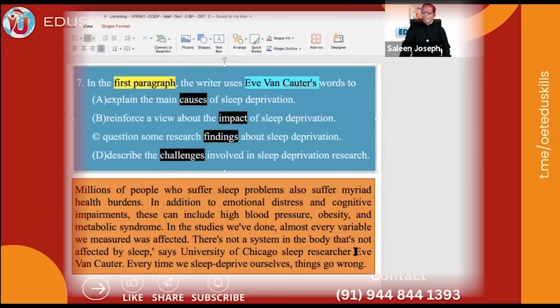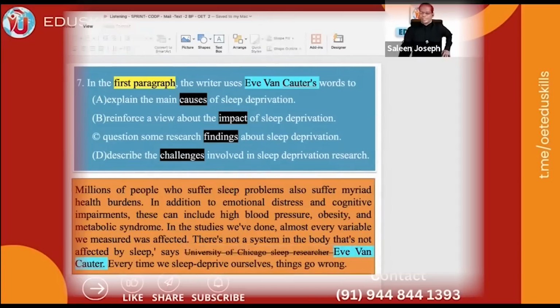Now there is a name here, right? There is a name, so the answer should be there. And there is not a system in the body that's not affected by sleep, says University of Chicago sleep researcher, which is not required. Those are the complements. So, there is not a system in the body that's not affected by sleep. Who said? Eve Van Carter. He said every system is affected. Does it speak about cause or effect or challenges or findings? Effect. Impact, effect, right?